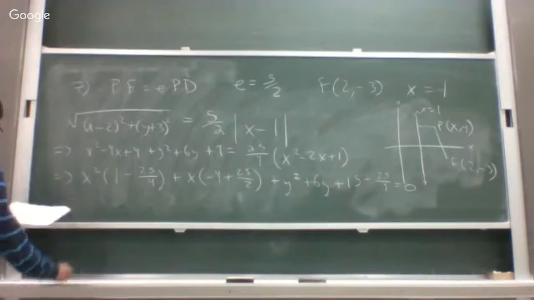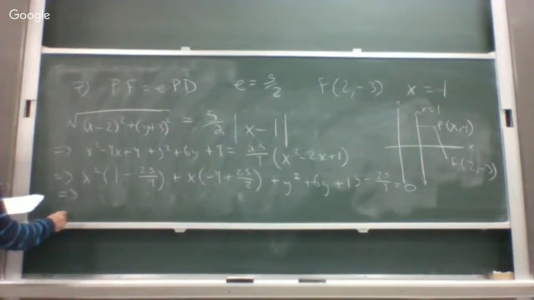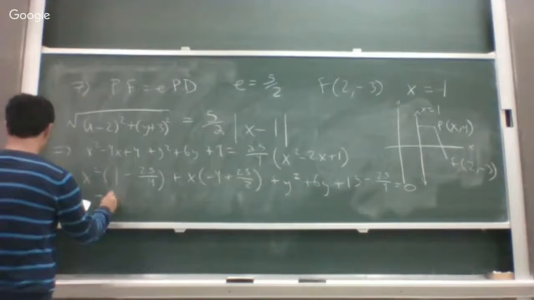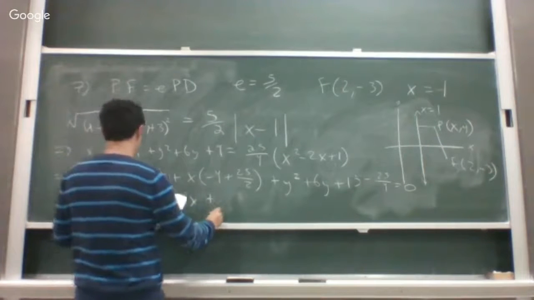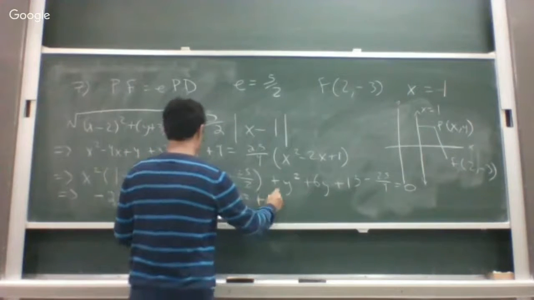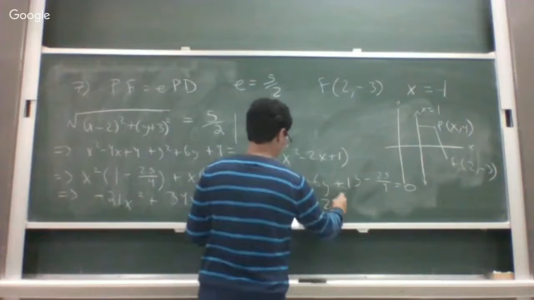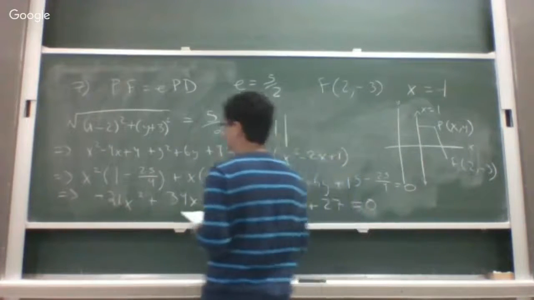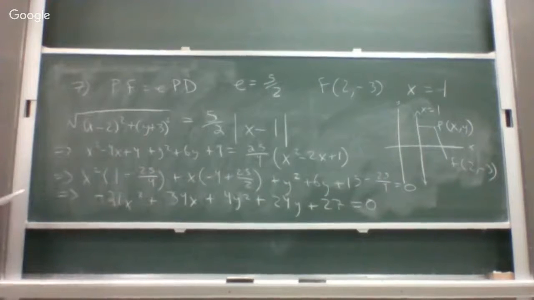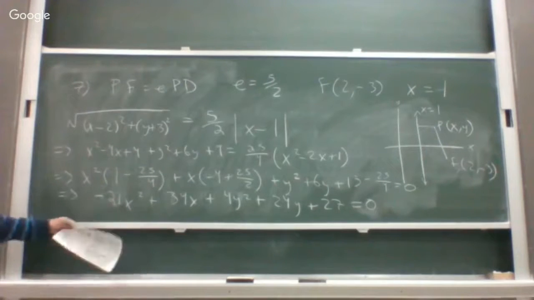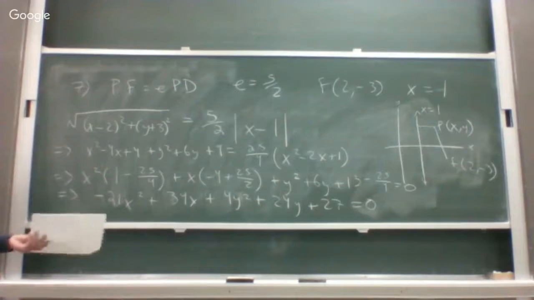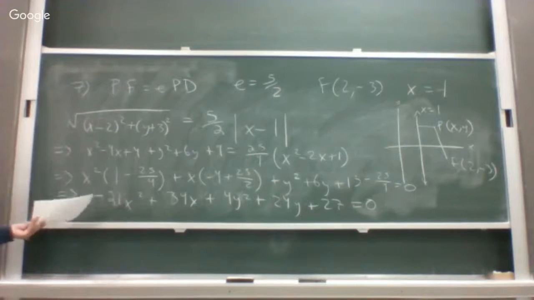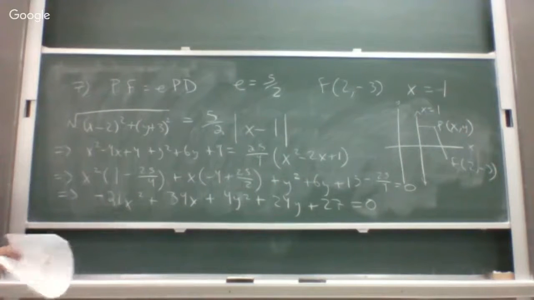Everyone got that? And then it's just continuously simplifying that. In the end, your answer is -21x squared plus 34x plus 4y squared plus 24y plus 27 equals 0. They say you don't need to put it in standard form, so you can leave your answer like this. And this is worth 6 points, so all of you guys should get this question correct. Yes?